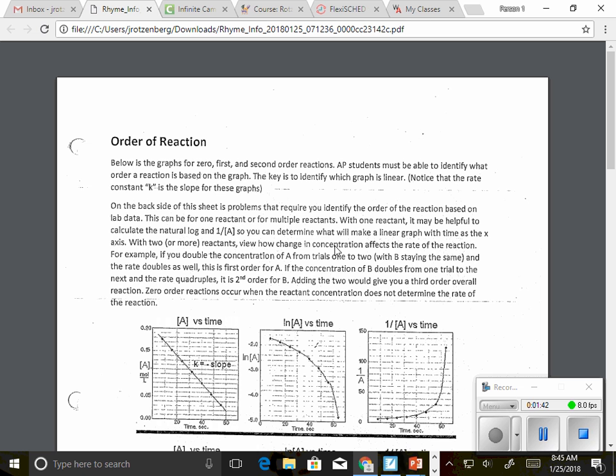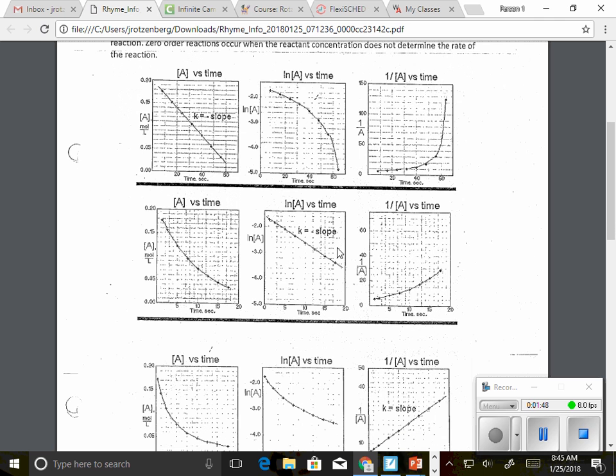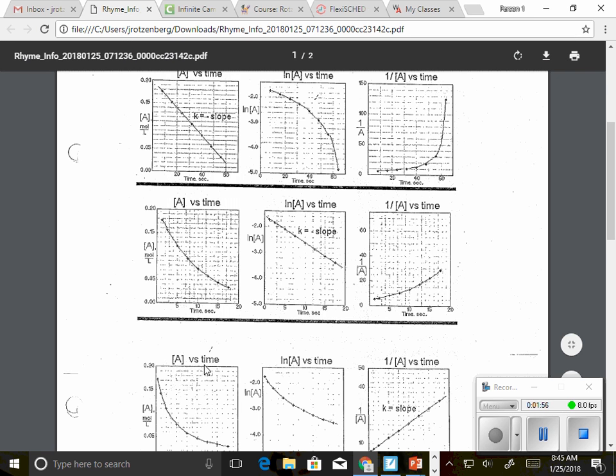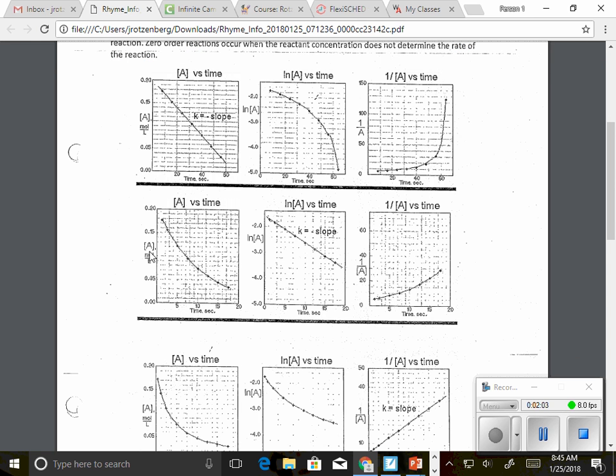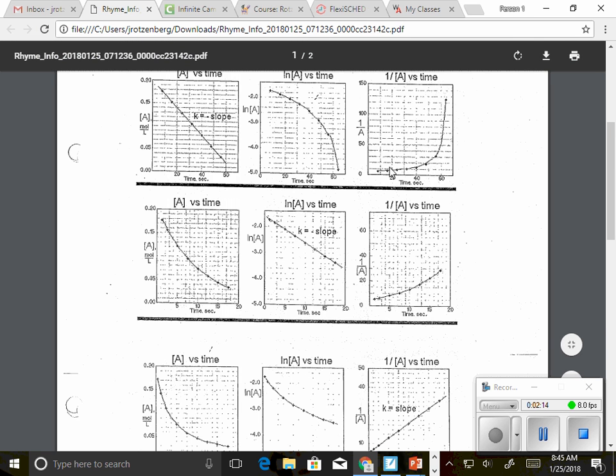I'm not going to read these top two paragraphs, but it might be worthwhile if you're confused about this to do it yourself. Instead, I'm going to focus on the three sets of graphs. The graphs are divided into three columns. The first column is the concentration on the y-axis versus time on the x-axis. So that's what all three of these are in the first column down. The second column is the natural log of the concentration versus time for all three. And the third column is 1 over the concentration versus time for all three.